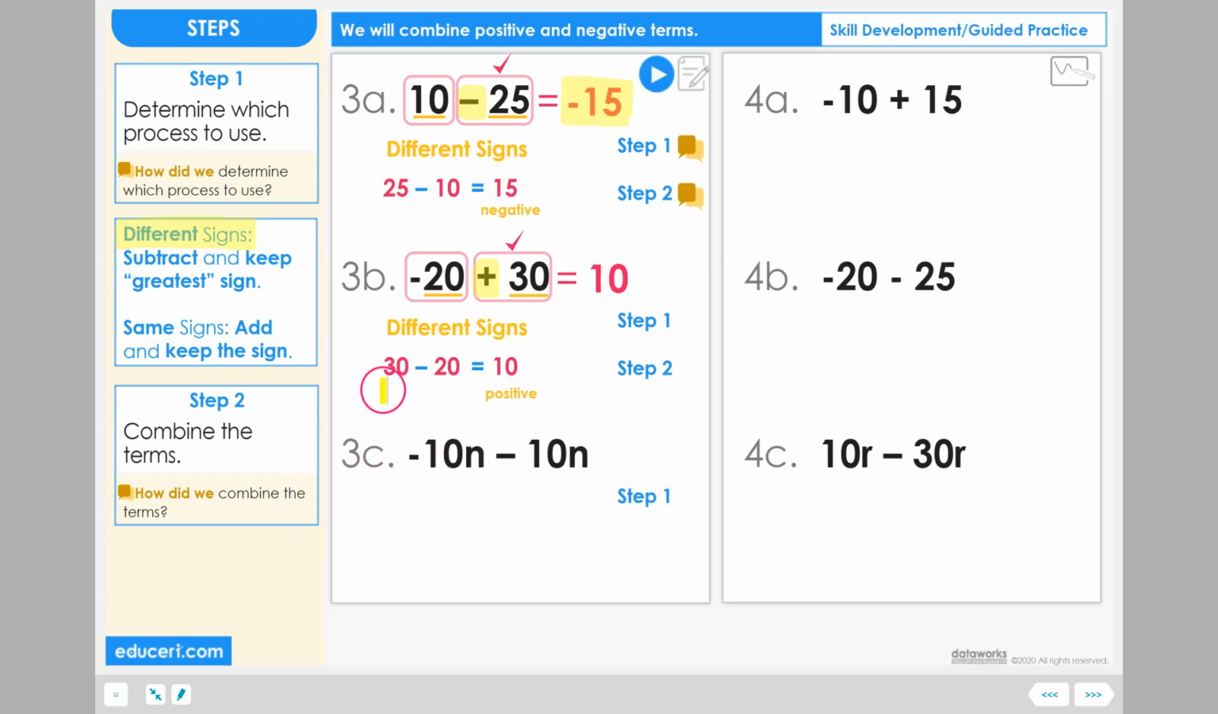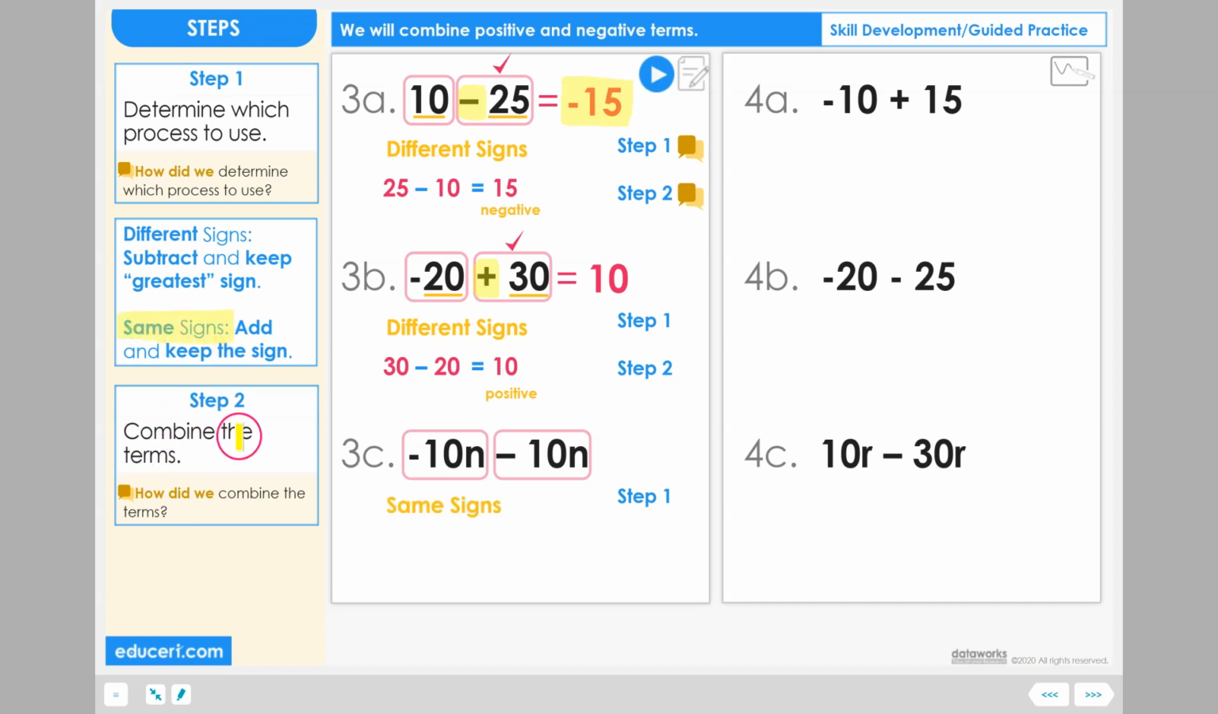3c. Step 1. Determine which process to use. Negative 10n minus 10n. We have the same variable on both of these terms, so we are combining like terms. Now our coefficients are both negative numbers. I have a negative 10n and another negative 10n being combined. So now we are going to use the same sign rules.